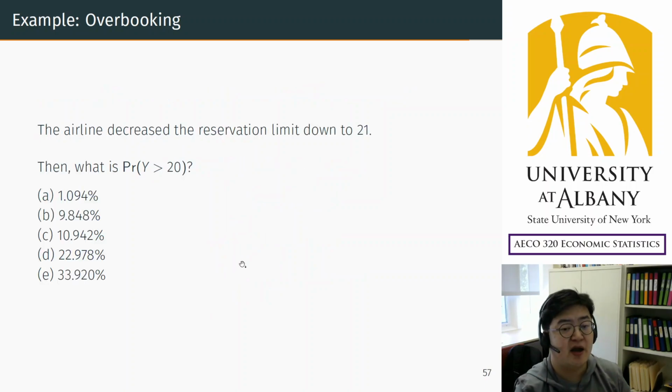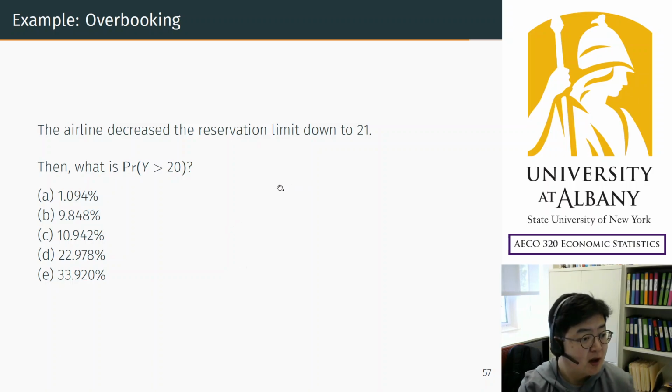Now then, I want you to try this question. Now change the number of reservations to 21. Previously, the airline sold 22 tickets, but they realized that was too much. So they reduced the overbooking to 21. Then, what would be the probability that overbooking causes trouble? Apply the formula. You can go back to the slide and try it by yourself using the formula. Pause the video now. Let me show you.